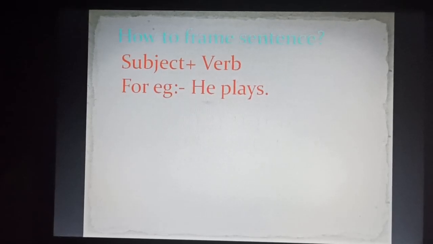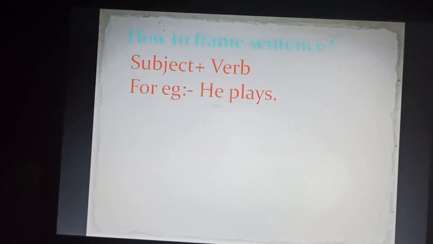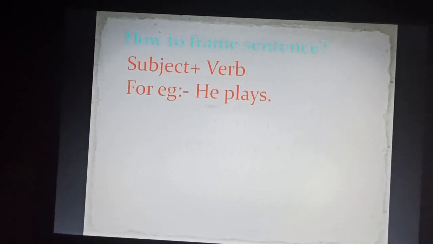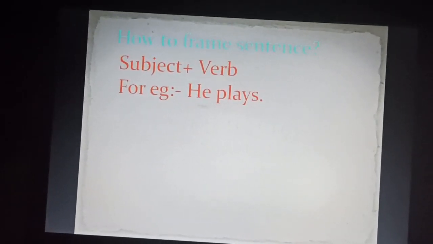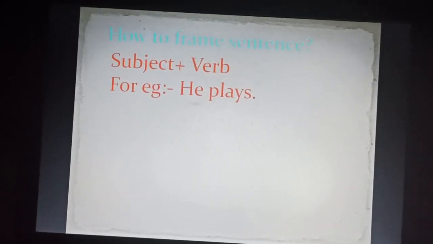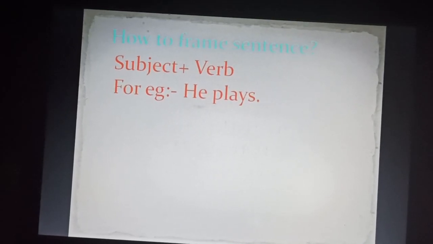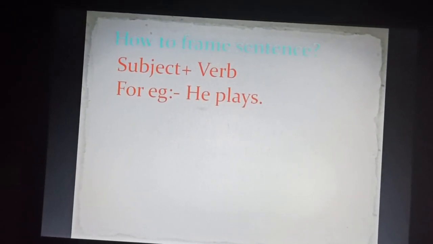Subject plus verb. For example, he plays. He is the subject over here and plays is the verb. So this is a sentence: he plays. The first alphabet is capital, and in the end we put a full stop.